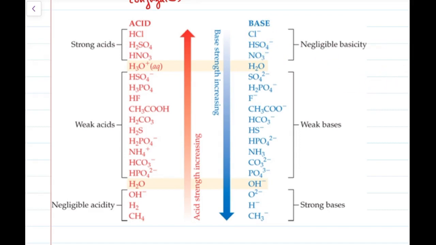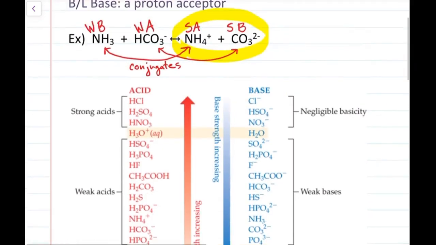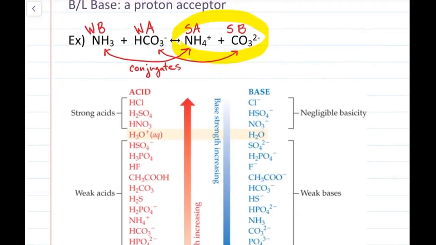So when we look at conjugates, we can always think about, all right, so if HCO3- is a relatively weak acid, that means it can give up a hydrogen, it has the ability to do that, but it doesn't do it all the time because it's fairly stable the way that it is.